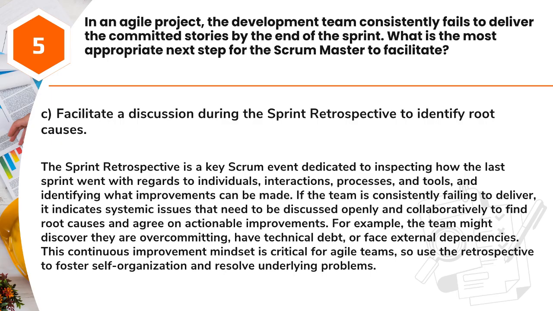If the team is consistently failing to deliver, it indicates systemic issues that need to be discussed openly and collaboratively to find root causes and agree on actionable improvements. For example, the team might discover they are overcommitting, have technical debt, or face external dependencies. This continuous improvement mindset is critical for Agile teams, so use the retrospective to foster self-organization and resolve underlying problems.